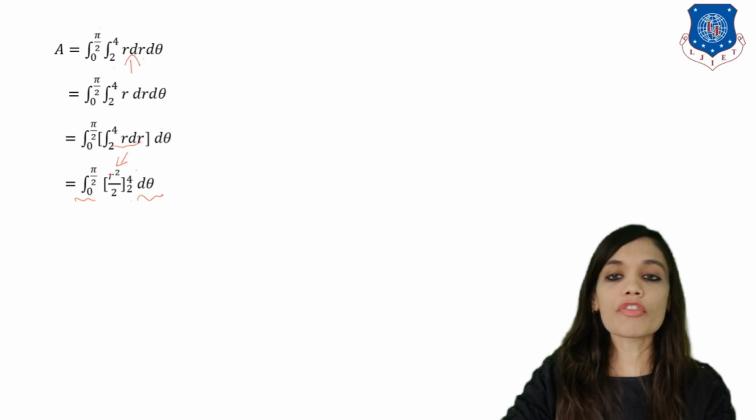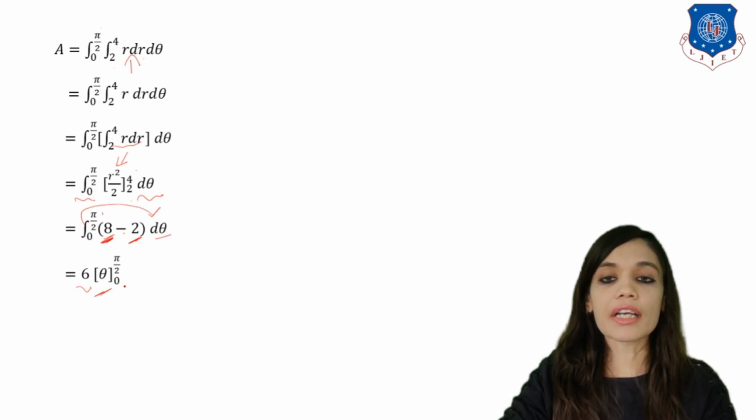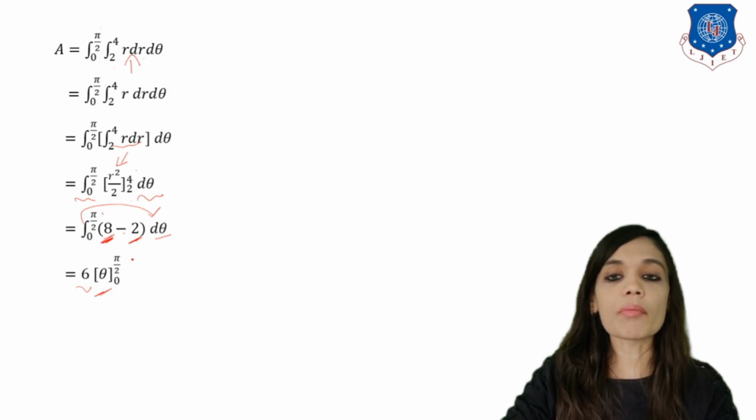Firstly put the value of r as what? 4. So you will get the answer as 8, minus, put the lower limit, that is 2. So you will get the answer as 2 and again integration 0 to pi by 2 and d theta will remain as it is. So now simplify this and take 6 outside. So 6 times integration of 1 d theta will be theta, limits are 0 to pi by 2.